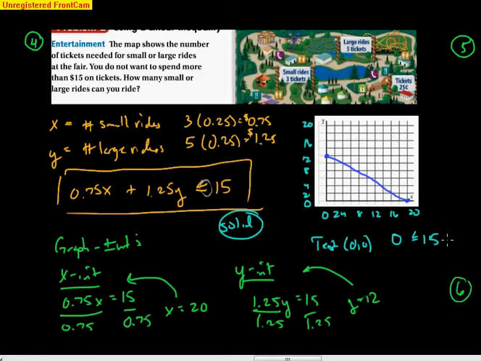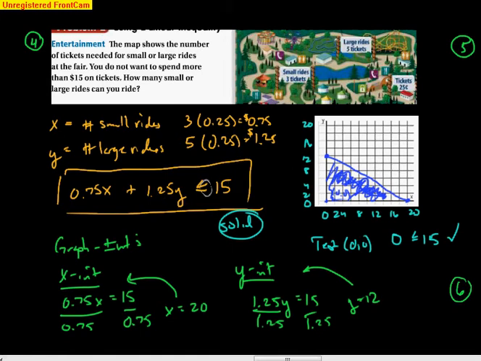Is 0 less than 15? Yes! So you're going to shade towards 0, 0. 0, 0 is right here. So you're going to shade with 0, 0. And all those points in there are a solution to this inequality.